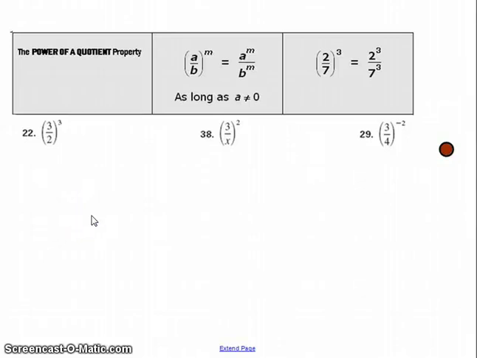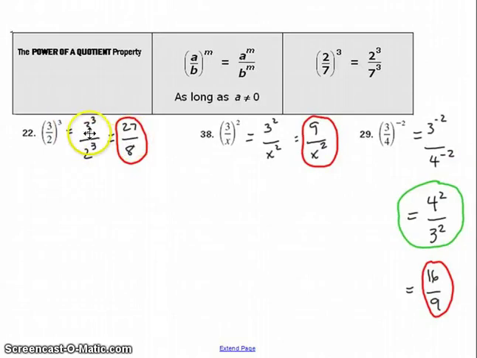Okay, I'm going to assume that you did that. This first one here, like I said, you ought to know what 3 cubed and 2 cubed are, so this is not done. 3 cubed is 27, 2 cubed is 8. So your answer here is 27 over 8. But this next one becomes 3 squared over x squared, and you ought to know that that's 9 over x squared. There's nothing more you can do with that x squared, so this is a finished answer.